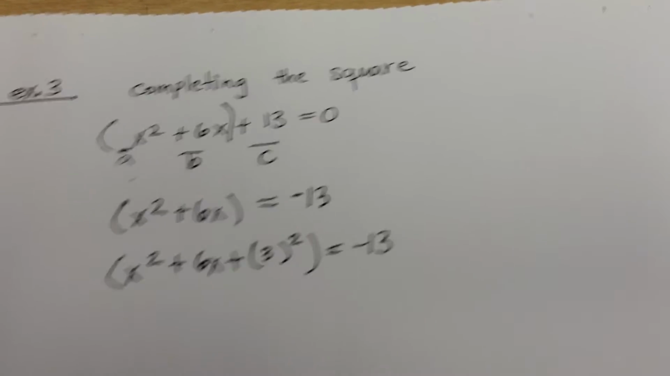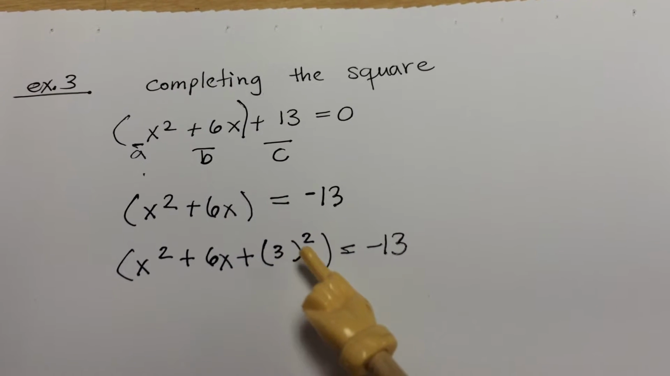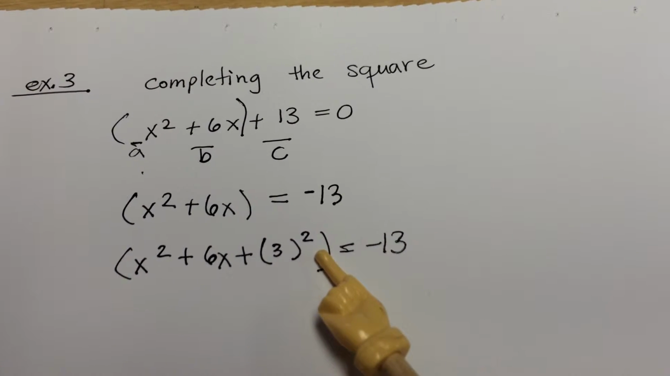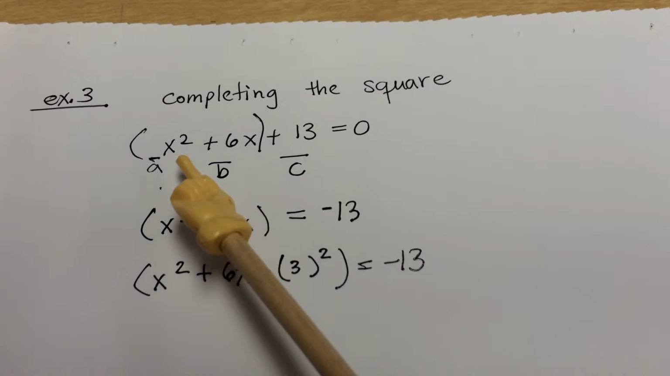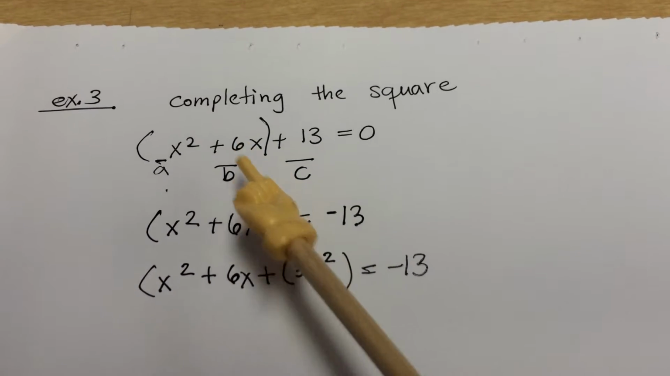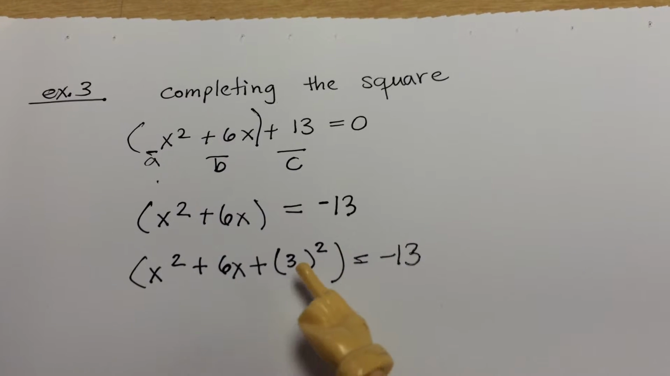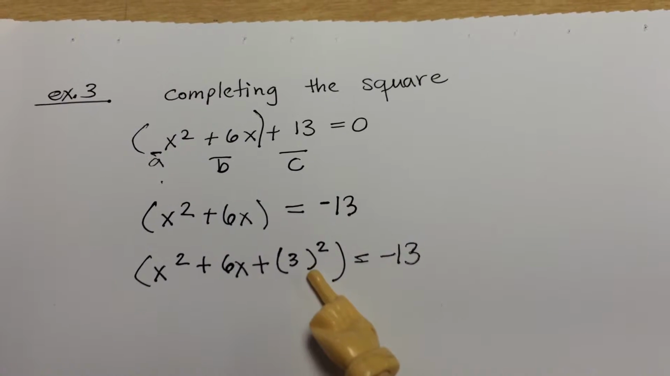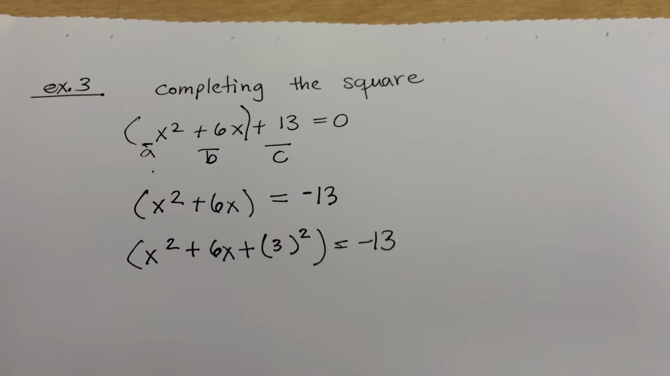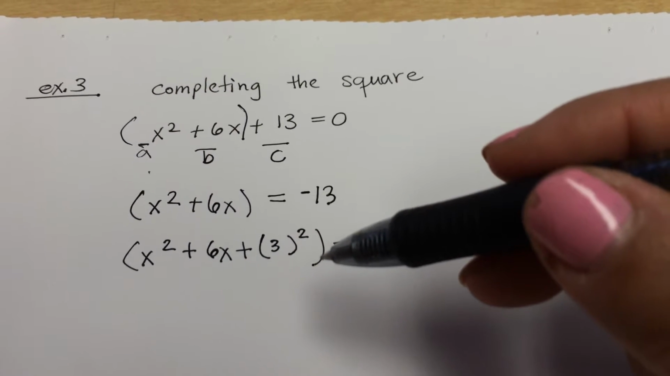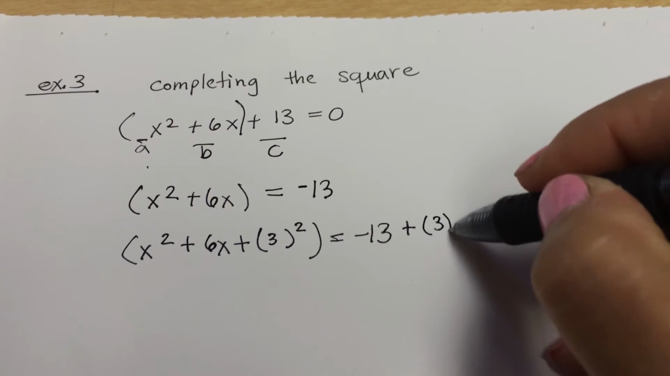Now, this 3 squared right here is something that you created, a man-made number. It is not originally there, because originally it was only x squared, the 6x, and the 13, which we brought to the other side. So if I created this, algebraically, I have to get rid of it as well. Okay? So to get rid of it, we have to balance the equation. If I add on one side of the equal sign, I need to do the same thing on the other side. So it becomes 3 squared right here.